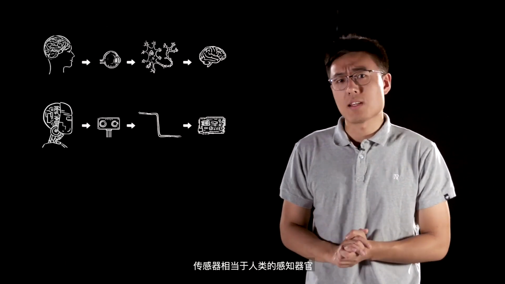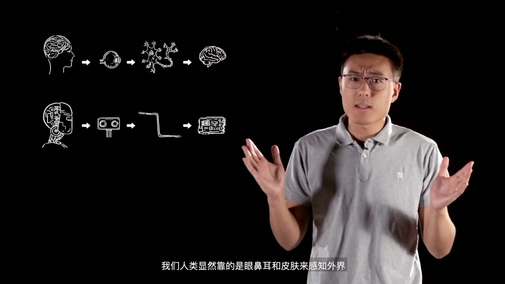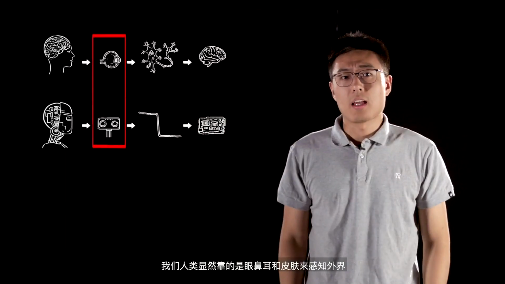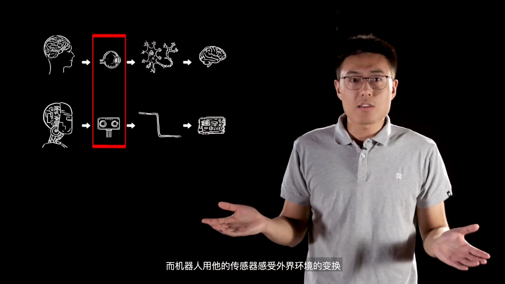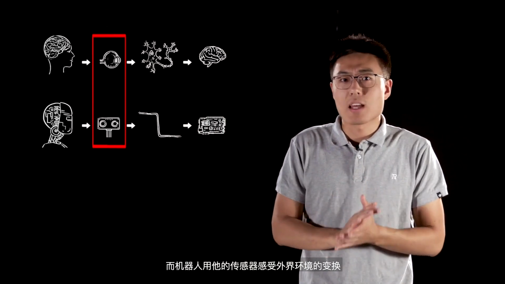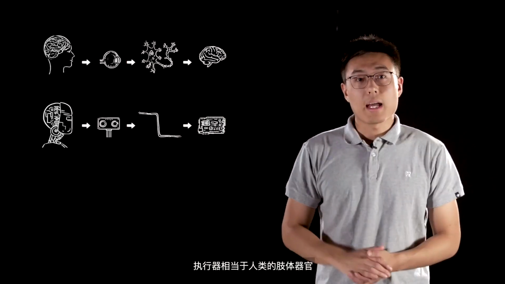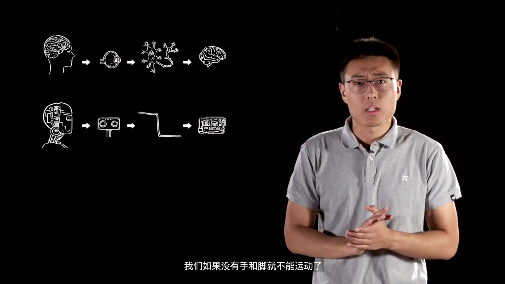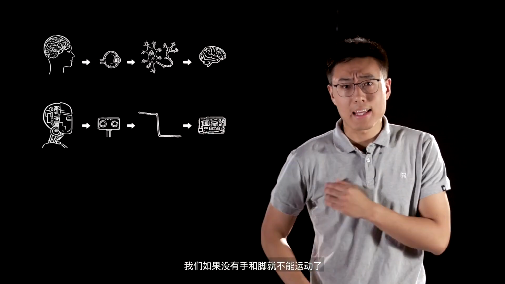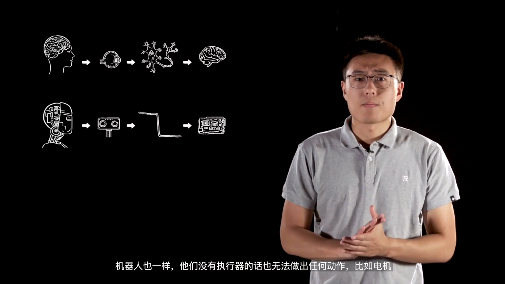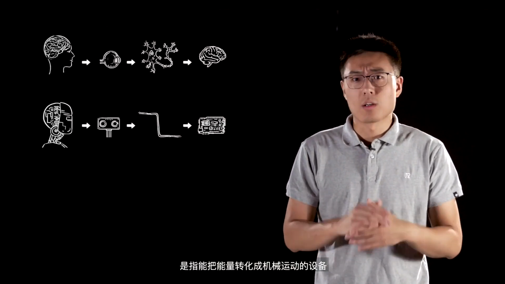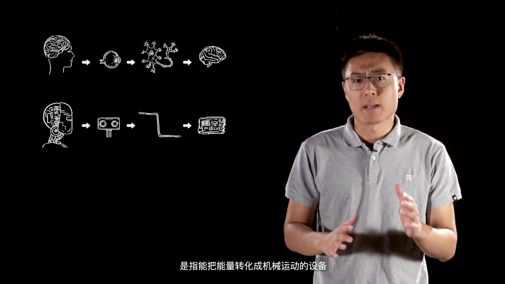Sensors are like the human sensory organs. Apparently, we sense the outside world by our eyes, nose, ears, and skin. Well, sensors on robot can sense environmental changes and transmit information to its controller. Actuators are like the limbs of the human body. It is obvious that we can't move without our arms and legs. It is the same for robots. They cannot do any action without their actuators like motors, the device that can convert energy into mechanical work.